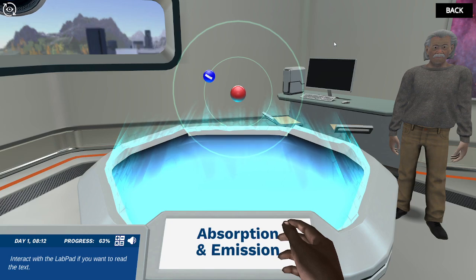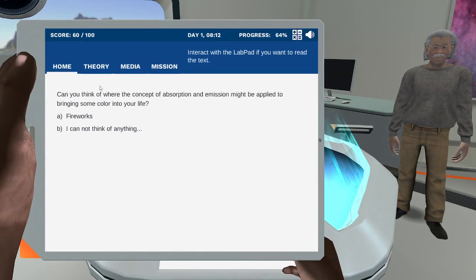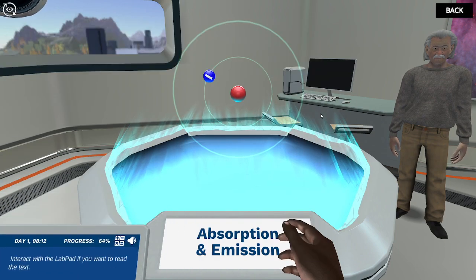Did you catch that? It happened at the speed of light. This is how an atom emits energy. Can you think of where the concept of absorption and emission might be applied to bringing some color into your life? Exactly. When fireworks explode, gases are created with electrons jumping from ground state to excited state and back again.